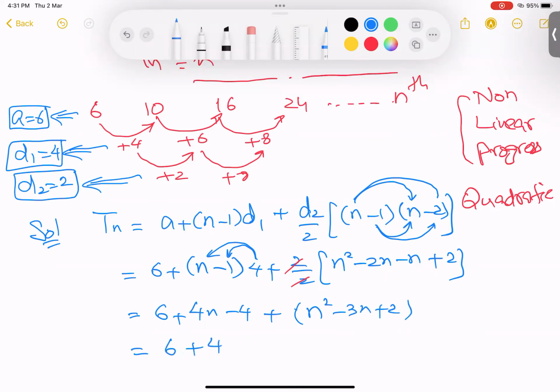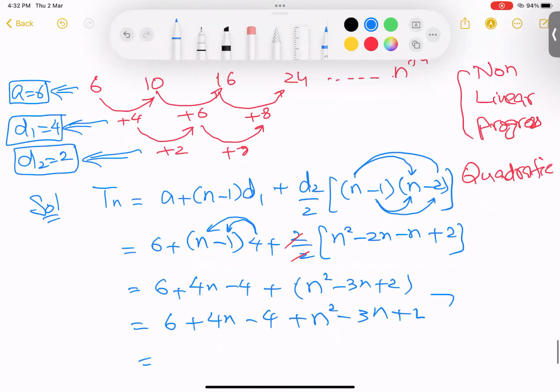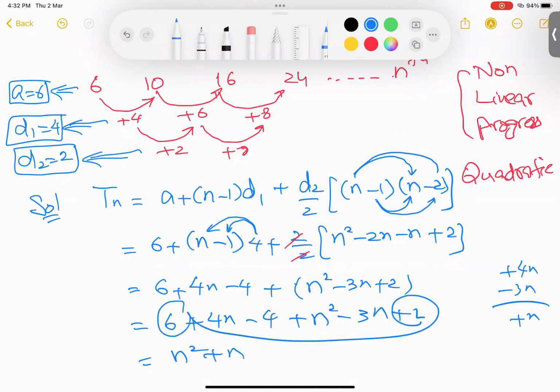6 plus 4n minus 4 plus n to the power 2 minus 3n plus 2. And last step, first write the highest power of n, which is 2. So I'm writing in order, n to the power 2. And now this minus 3n and this plus 4n. I repeat, plus 4n and minus 3n. If you solve, you get plus n. So I'm writing plus n also. 6 plus 2 gives you 8. Out of 8, 4 is gone, I get 4. This is my final answer.